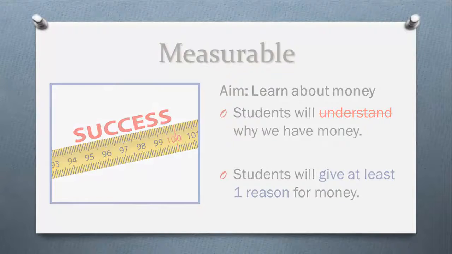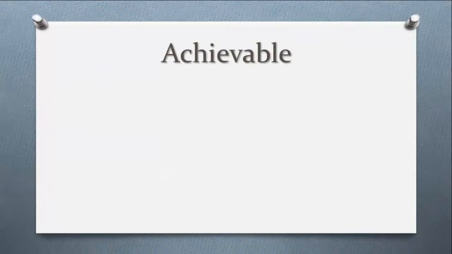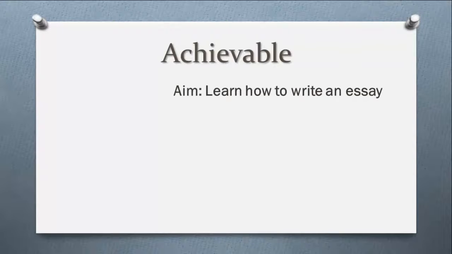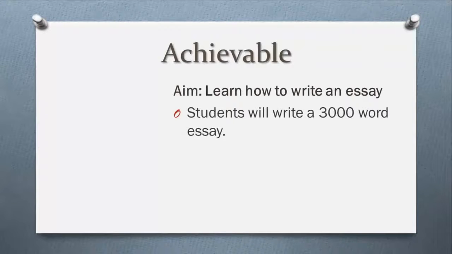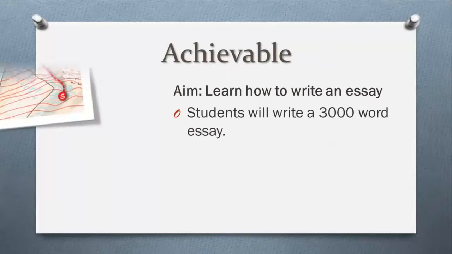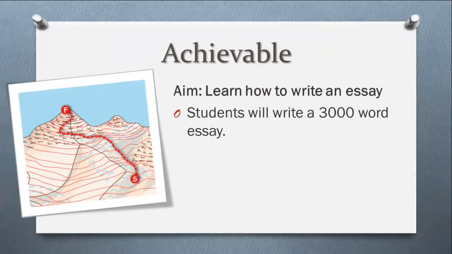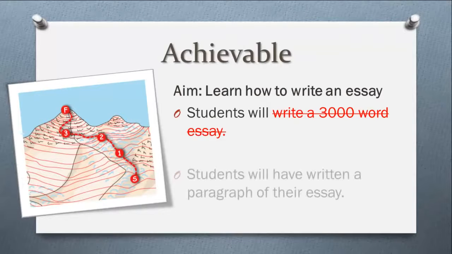Next, we need to make our objectives achievable. If we were trying to teach students how to write an essay, we could say that students will write a 3,000-word essay. This definitely would help them to learn how to write an essay, but it's like climbing a mountain in one go. Mountain climbers always plan their ascent in stages, so we need to plan the writing of the essay in stages as well. So instead of saying write 3,000 words, we could get the students to write a paragraph of an essay.